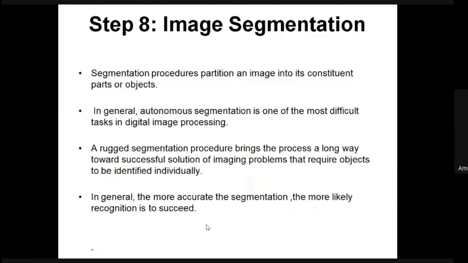Step 8, image segmentation. In this, an image is separated into many smaller parts or objects so that we can recognize the objects. In general, autonomous segmentation is one of the most difficult tasks in digital image processing. Okay, so the more accurately we do the segmentation, the more likely we can recognize the object.